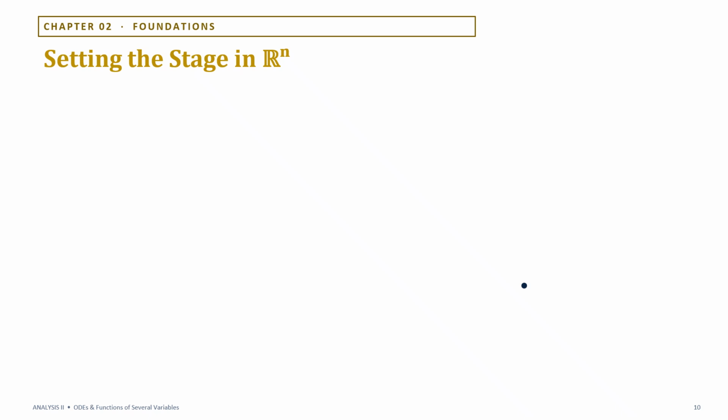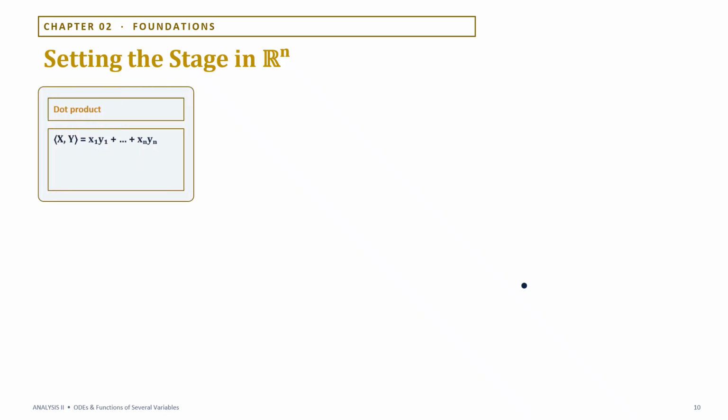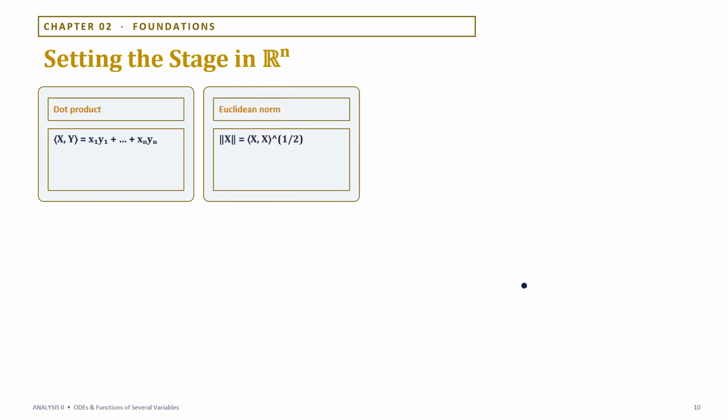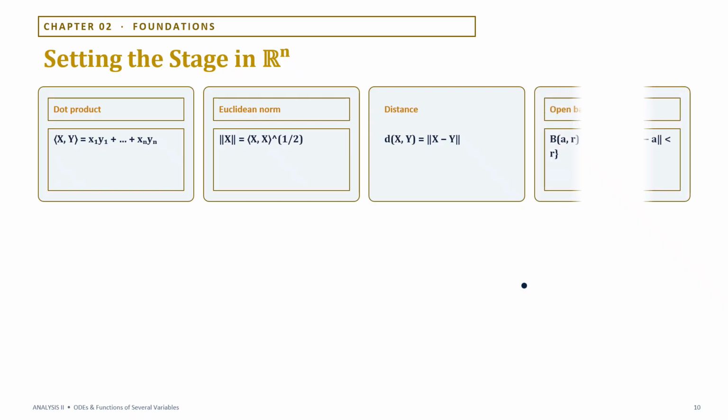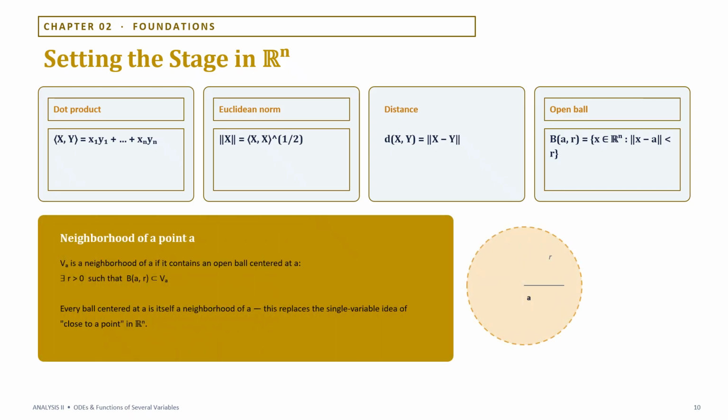Before studying limits and derivatives of multivariable functions, we first need to define the space in which these functions exist. We begin with the dot product, which measures the relationship between two vectors. From the dot product, we define the Euclidean norm, which represents the length of the vector. Using the norm, we can calculate the distance between 2 points, allowing us to measure how close they are. Finally, we introduce the concept of an open ball and a neighborhood, which generalize the idea of points being close to one another in higher dimensional spaces. These notions provide the mathematical language needed to define limits and continuity in several variables.